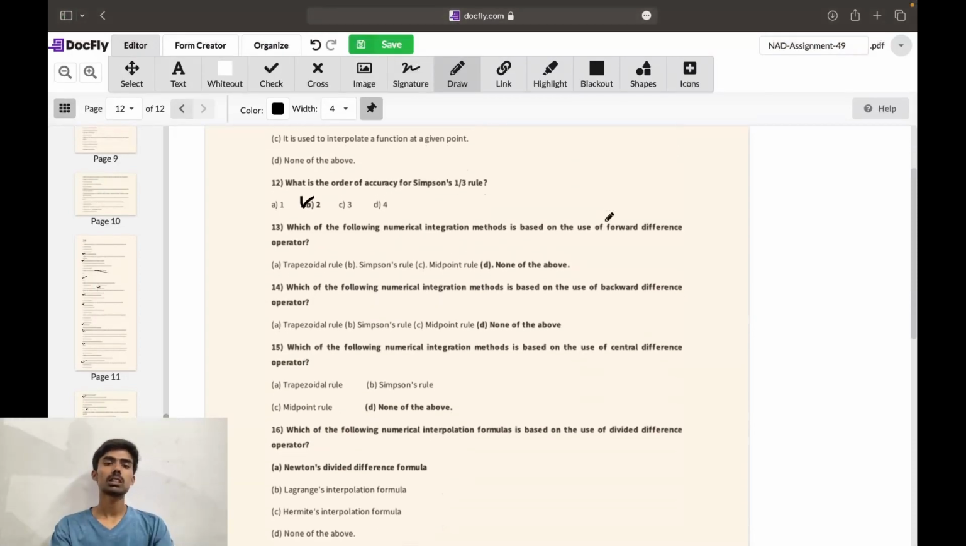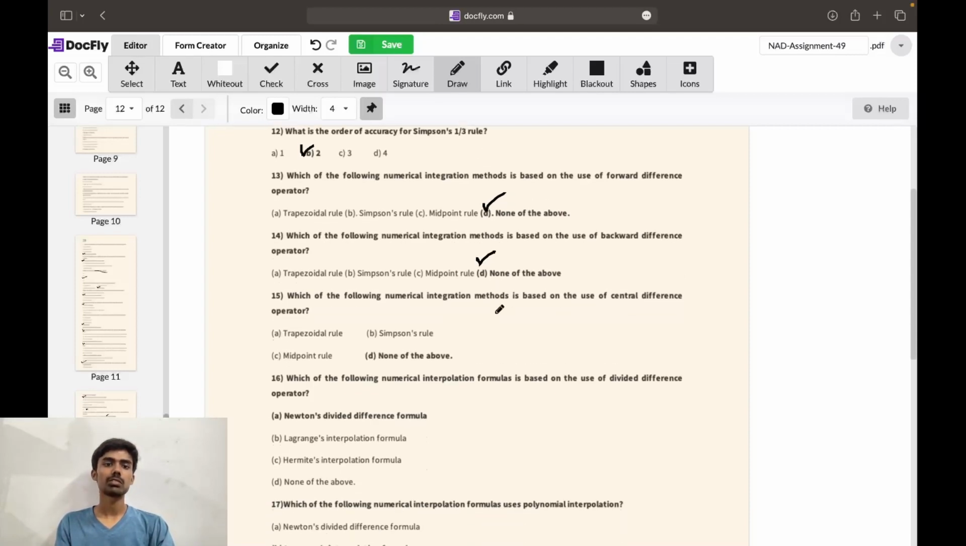Now for question number 13, we have: which of the following numerical integration methods is based on the use of the forward difference operator? The forward and backward difference operators are used in Newton's forward or backward difference interpolation. So here none of the options are Newton's forward or backward interpolation. So for questions number 13 and 14, the answers are pretty much the same, which is none of the above, D answer.